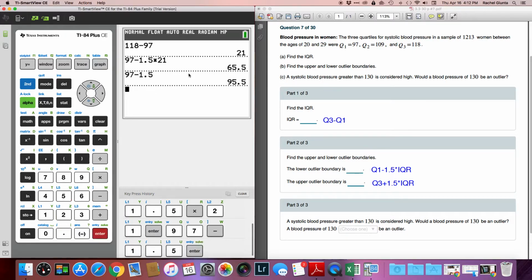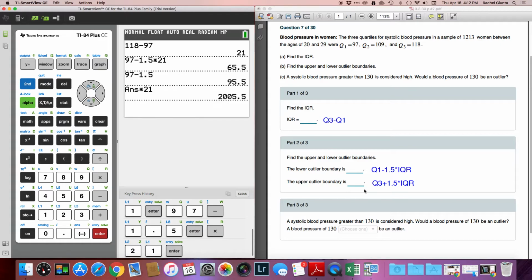Now, just to be clear on here, what you can't do is the first step, 97 minus 1.5. Don't hit enter there and then do times 21, because your order of operations is going to be all messed up and you get the totally wrong answer. So do it all in one step like I did the first time. So correct answer to that one is 65.5 for the lower outlier boundary.